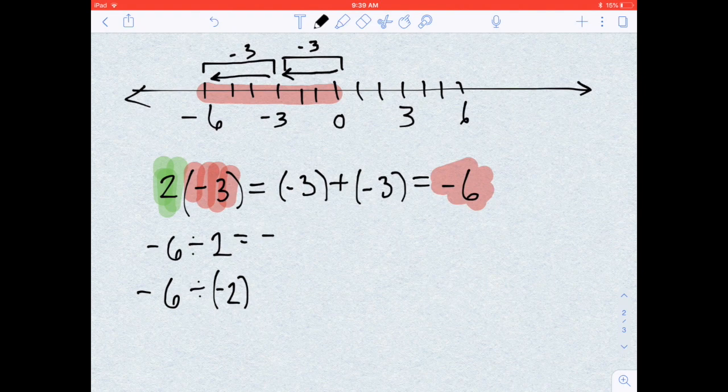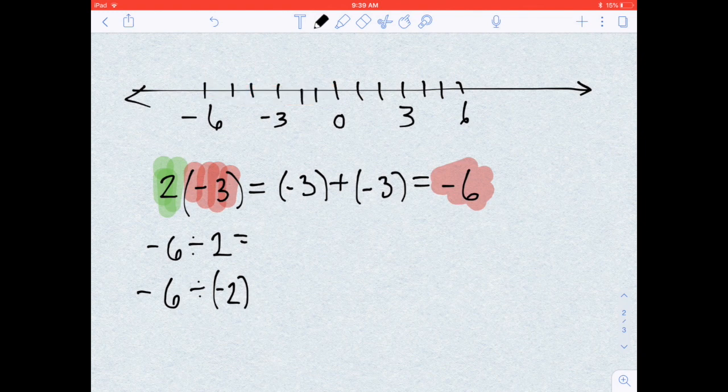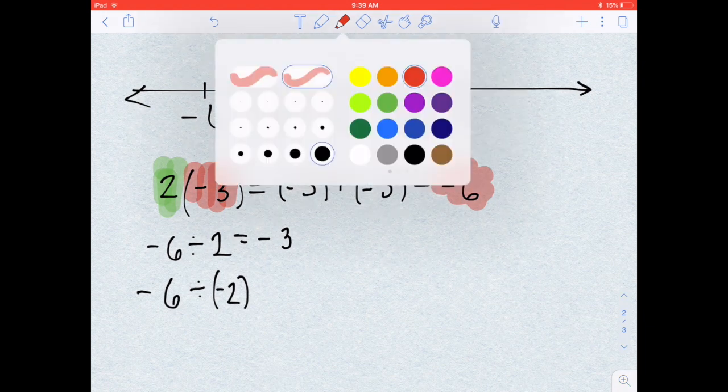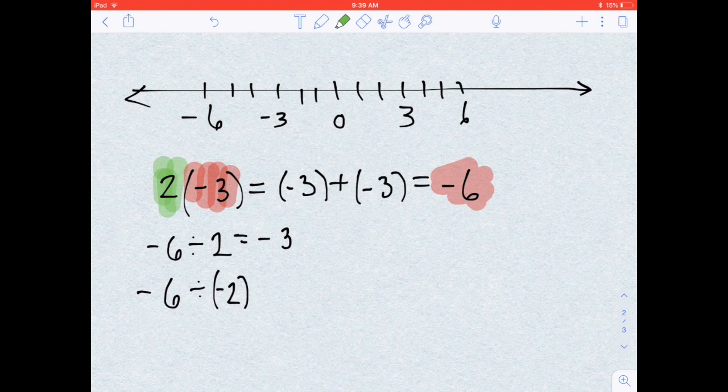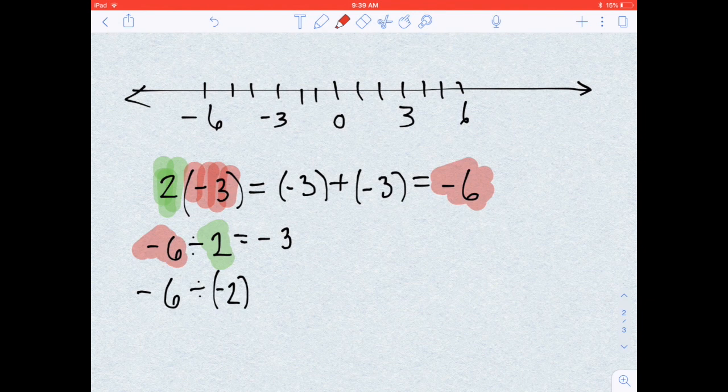Actually, I'm going to erase some of this stuff so we don't get confused later. Okay, so I can put this as negative 3 here. So I have a positive 2, but I have 2 negatives, a negative at the beginning and a negative at the end. Okay, and again, if this doesn't make any sense, that's okay. I'm going to show you a shortcut in just a second, but I'm showing you why the shortcut works. All right, let's say I have negative 6 divided by negative 2.